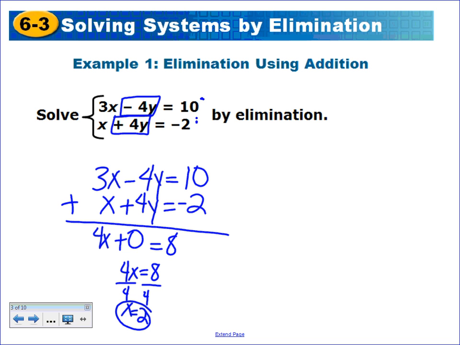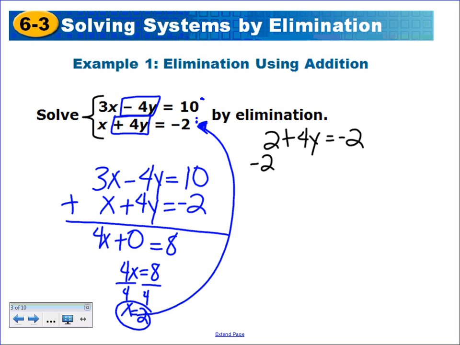I choose to plug in for the second one. Now, if you like the first equation and you want to plug in for it, you're more than welcome to. So I'm going to plug in this x right here for 2. So 2 plus 4y equals negative 2. Just like the day before, when we solved systems and found the solution was an ordered pair, I already have the x for my ordered pair. I plug it in so that I can get the y for my ordered pair.